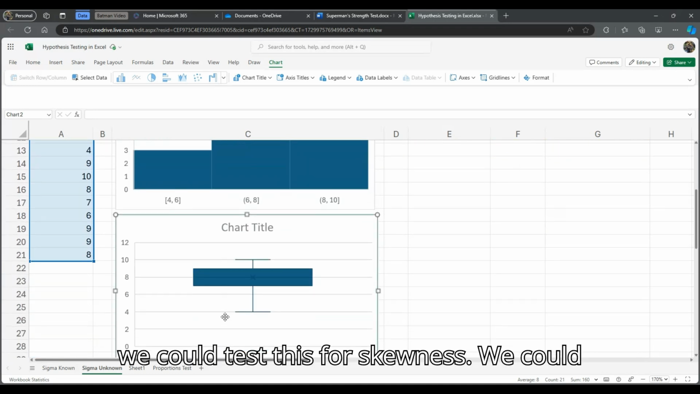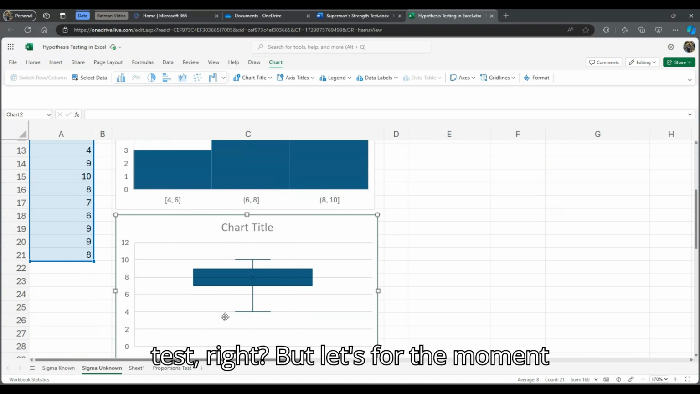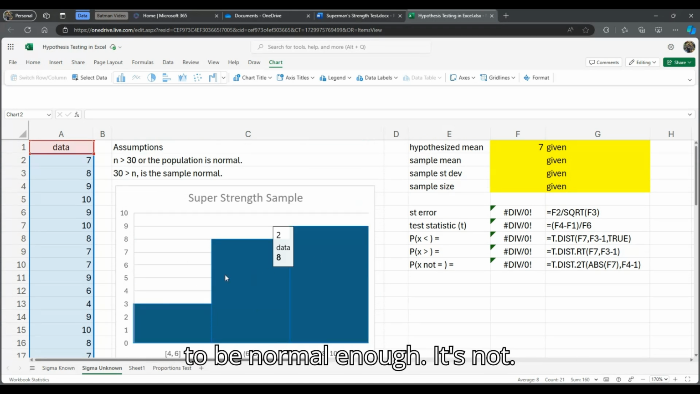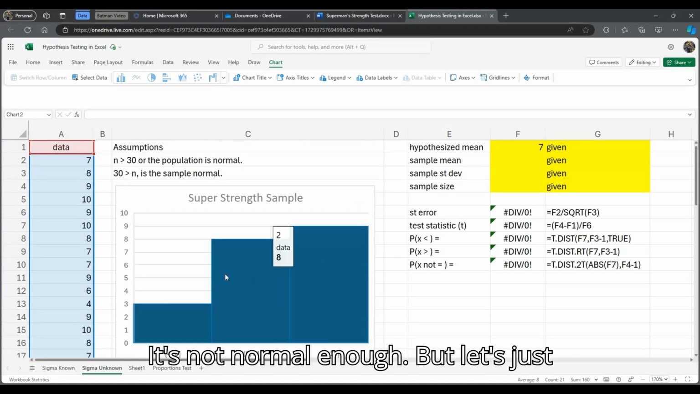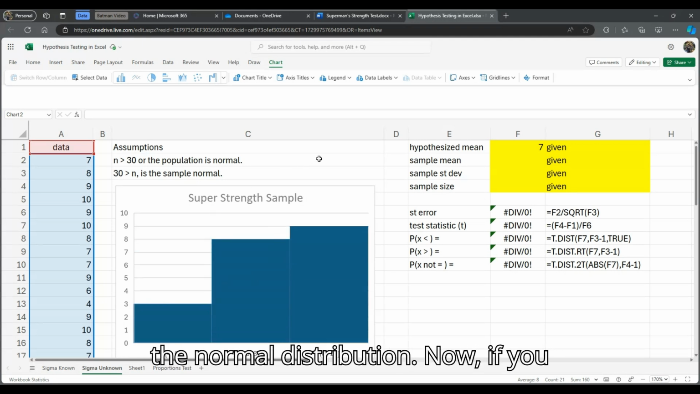Now, we could test this for skewness. We could do a QQ plot or a Shapiro-Wilk test, right? But let's for the moment just say, hey, look, this data is going to be normal enough. It's not normal enough, but let's just say that it is. Let's say that it meets the normal distribution.